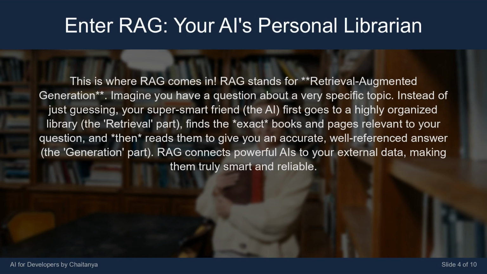This is where RAG comes in. RAG stands for Retrieval Augmented Generation. Imagine you have a question about a very specific topic. Instead of just guessing, your super smart friend, the AI, first goes to a highly organized library. The retrieval part finds the exact books and pages relevant to your question, and then reads them to give you an accurate, well-referenced answer. The generation part: RAG connects powerful LLMs to your external data, making them truly smart and reliable.